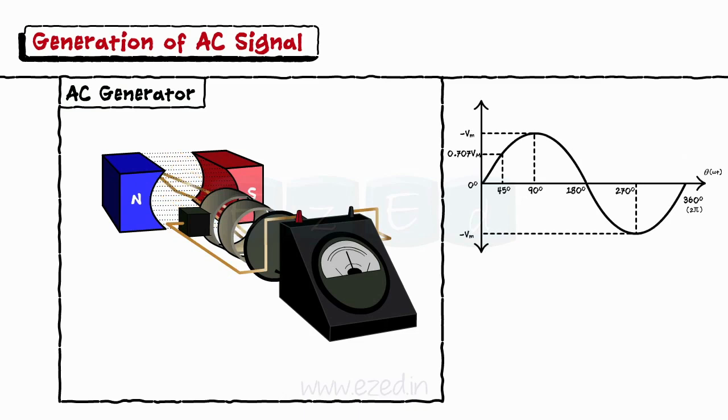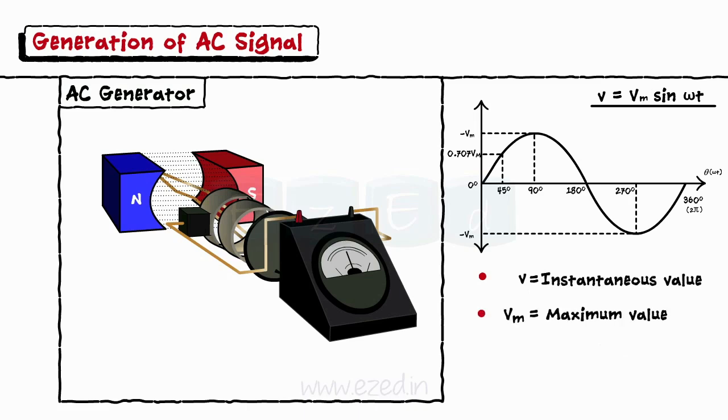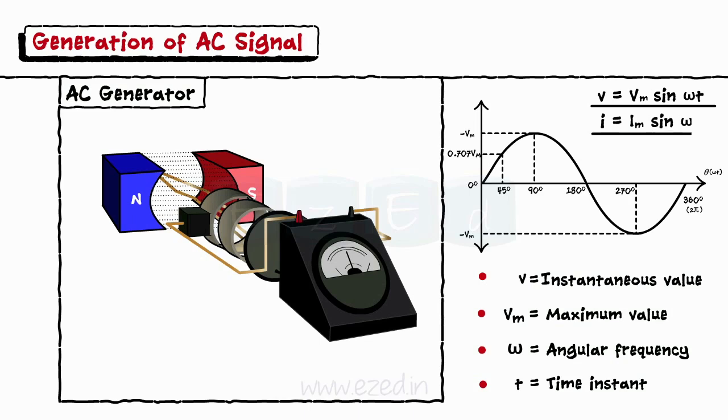This signal is mathematically represented as v equals Vm sine omega t. As omega and Vm are independent of time, the signal depends on the sine function. Thus, we call it a sinusoidal signal. In this equation, small v is the instantaneous value, Vm is the maximum value of the signal, omega is the angular frequency, and t is the time instant. The same equation can also be written for the instantaneous current.